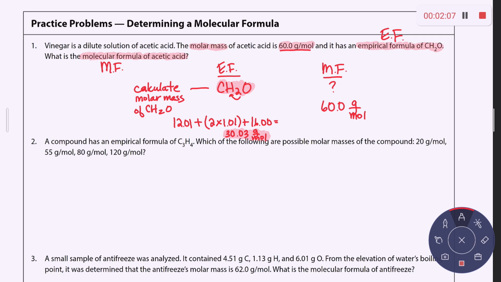Since the molecular formula is a multiple of that, what would I be multiplying 30 by to get it to 60? 2. Yeah, so 30 times 2 equals 60. So that means you multiply this empirical formula by 2 to get to the molecular formula. When you multiply this by 2, how many carbons will I have now? 2. How many hydrogens? 4. How many oxygen? 2. This is your molecular formula. Okay? I want you to look at the worksheet that I gave you, and I want you to do number 1. It's just like this.